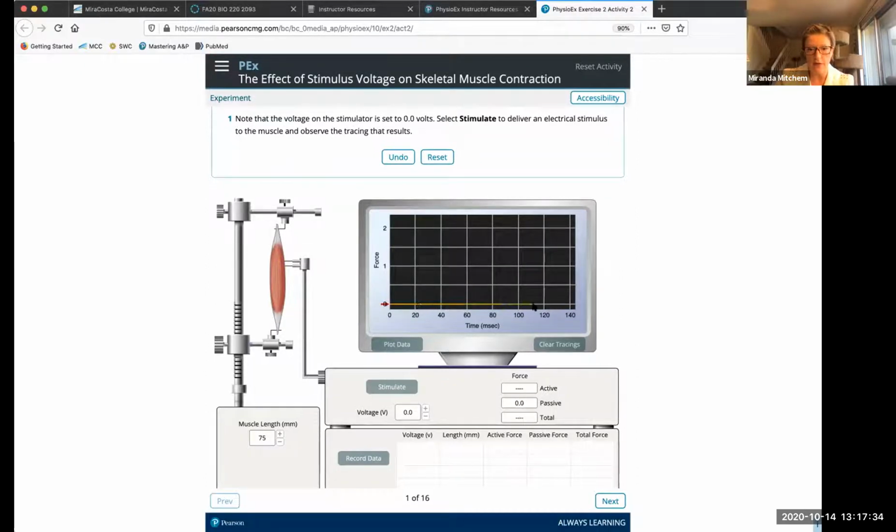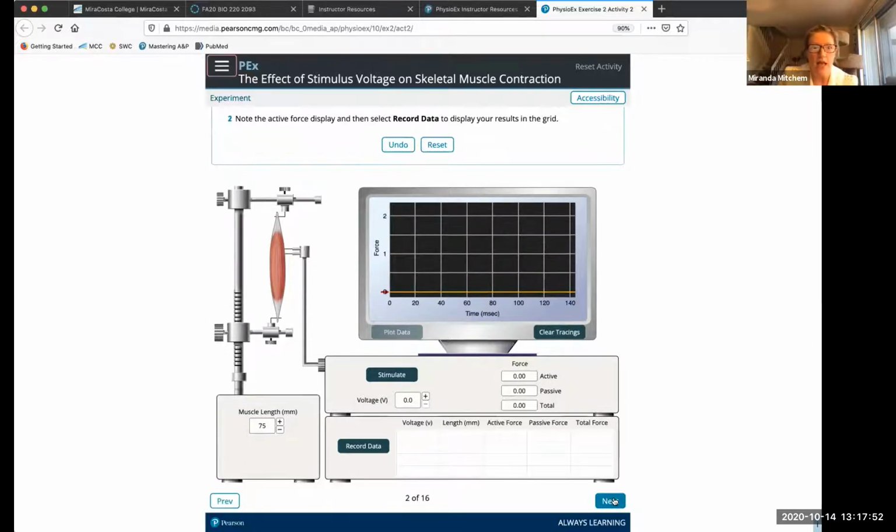And look at the line tracks across. So what we're looking at in the graph on the x-axis is time in milliseconds. On the y-axis is force. So we're looking at the strength of the contraction. Okay, let me hit next. And now we're going to record our data in the data table.